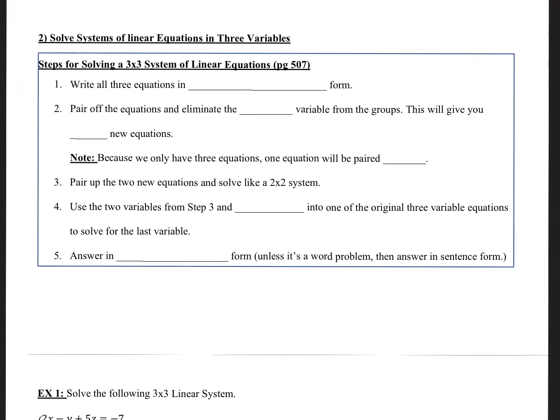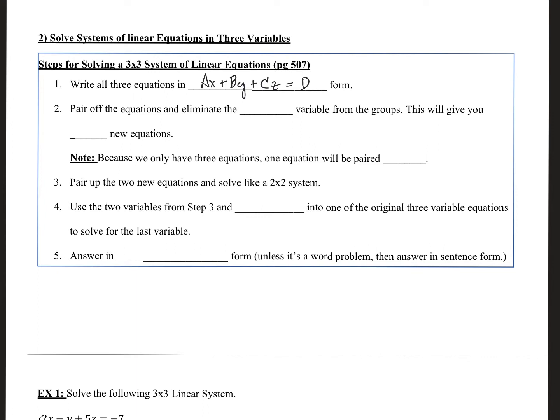So solving linear systems of equations in 3 variables. First, you're going to write all 3 equations in ax plus by plus cz plus d form. Okay, so very similar to the other time, you just pretty much line them up in alphabetical order. X, Y, Z, A, B, C, D.